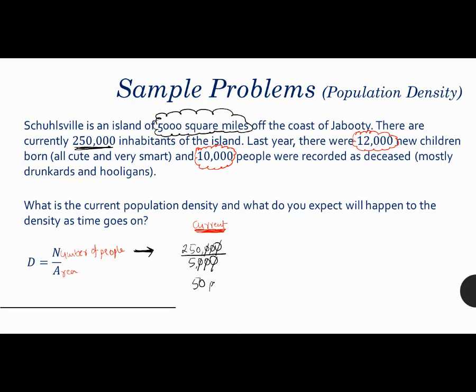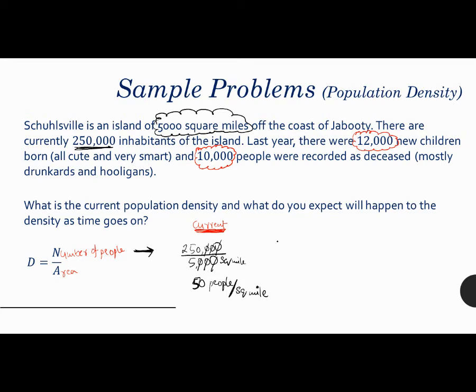These all are people, right? So 50 people, and remember the denominator is square miles. Therefore, this is per square mile. This is the density.